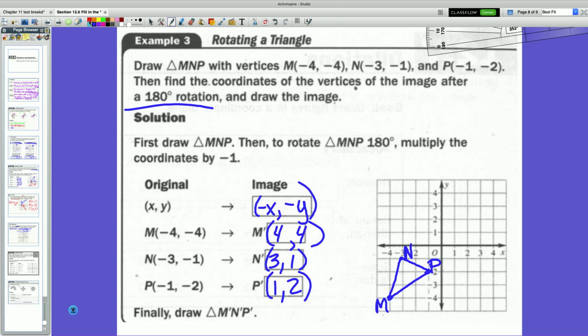Right, so then it's just a matter of drawing my new points. So M prime is at 4, 4. N prime is at 3, 1. And P prime is at 1, 2. Connect my dots, boom, boom, boom. And again, it should look the same, it's just rotated 180 degrees. And you can check that if you want using scrap paper and then holding it at origin.